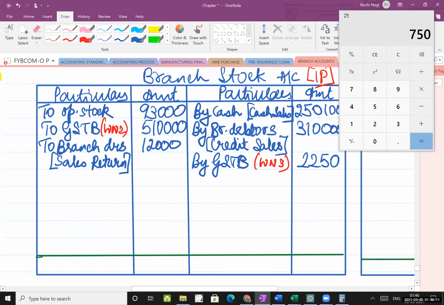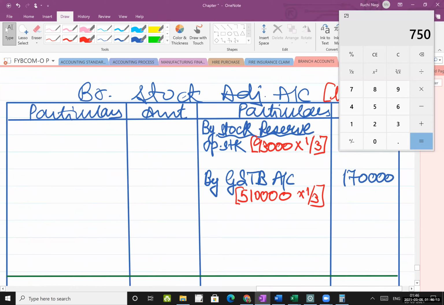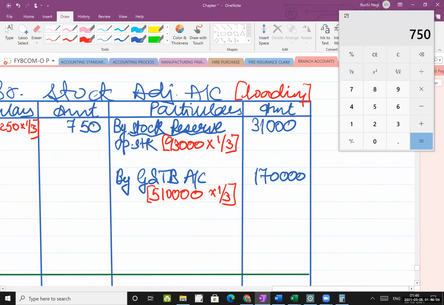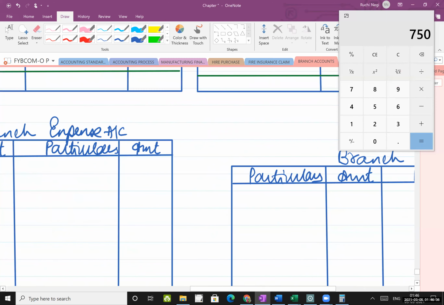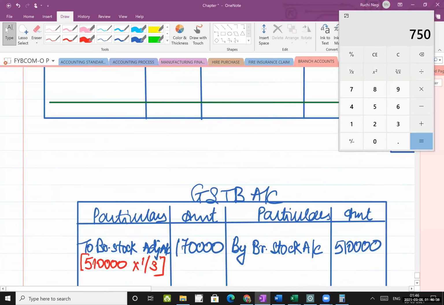Okay, calculate the loading. 2250 into 1 by 3. Write it here, 750. Its second effect will go to branch stock adjustment, branch stock adjustment on the debit side, to GSTB. Yeah, show the calculation. 2250 into 1 divided by 3. So the answer is 750, 750. Fine, this is also done.